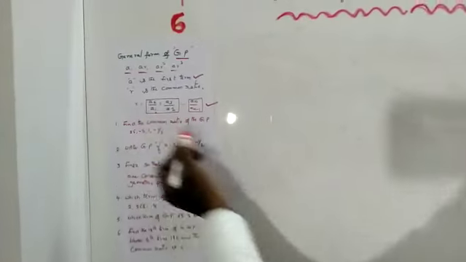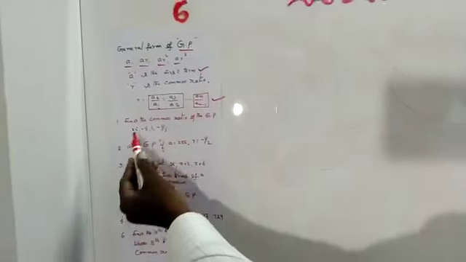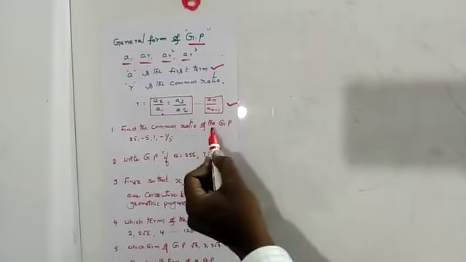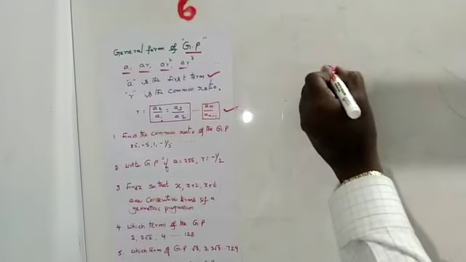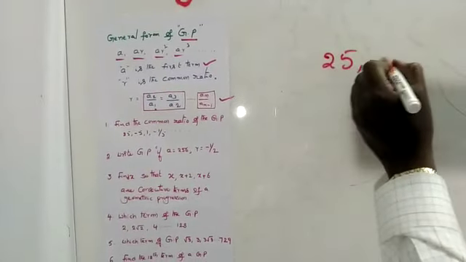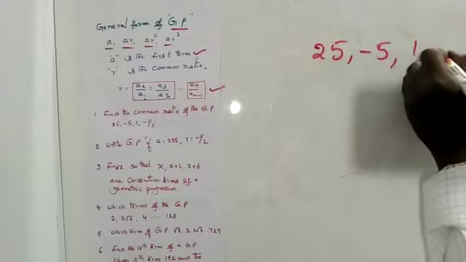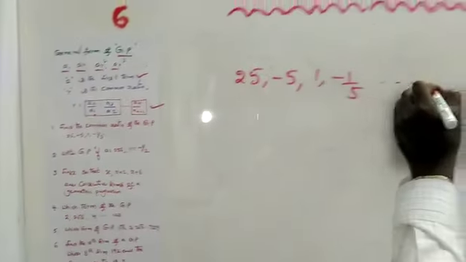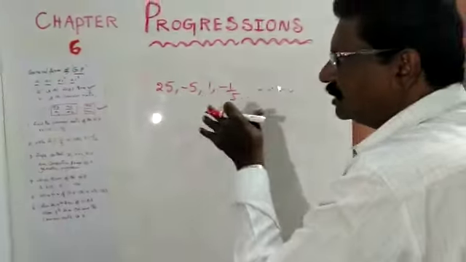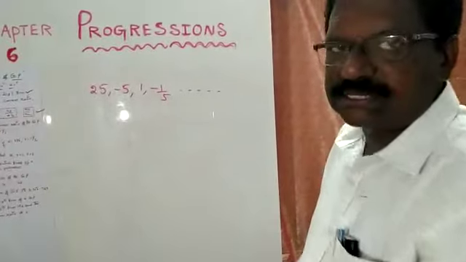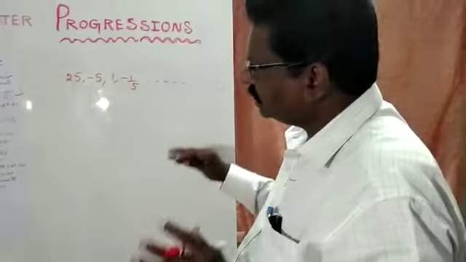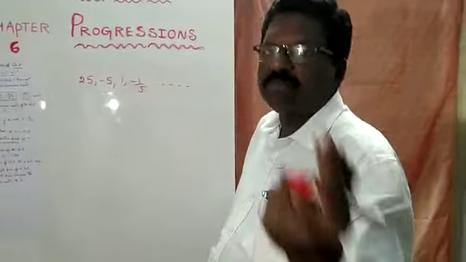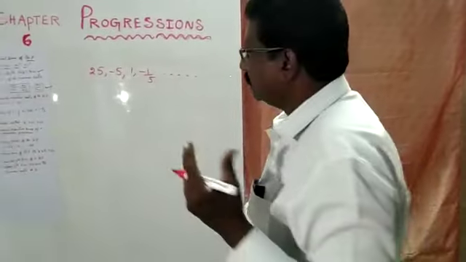First problem: find the common ratio of the GP 25, minus 5, 1, minus 1 by 5, and so on. This is the given geometric progression. What do we need? We need to find the common ratio. This is one more question from geometric progression.